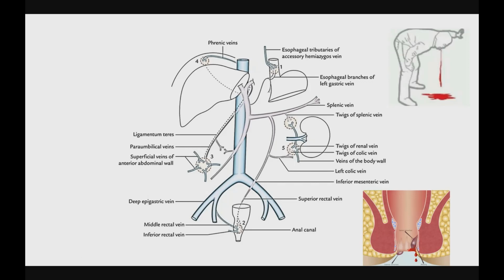Next, we also have the paraumbilical site. So we have here the paraumbilical veins of the portal venous system, anastomosing with the superficial veins of the anterior abdominal wall of the systemic system. And this can cause what's called caput medusae. You can see here in this picture, this person has these superficial veins that are a bit dilated.